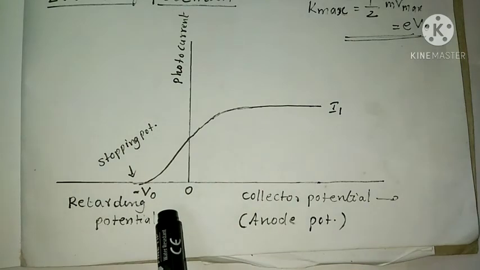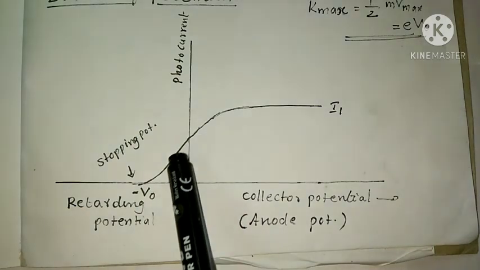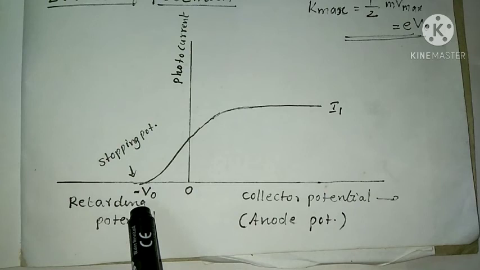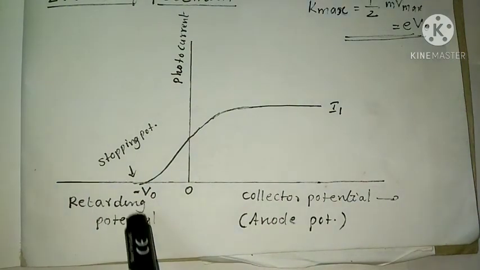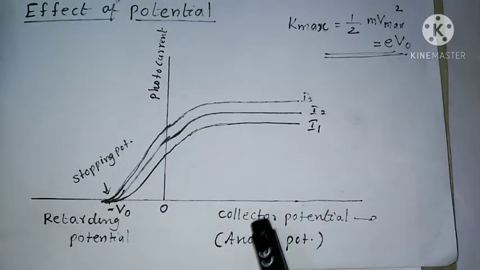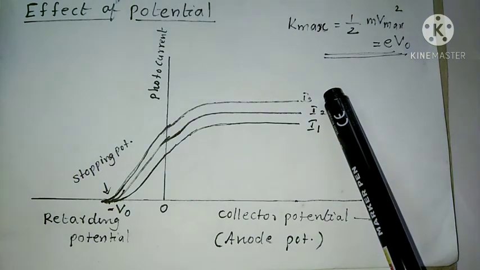Then when you change the polarity and increase the negative potential at the collector, the photocurrent decreases and becomes zero. So at a particular value of the negative potential, the photocurrent becomes zero. That retarding potential, that negative potential, is known as the stopping potential or the cut-off potential. Clear?